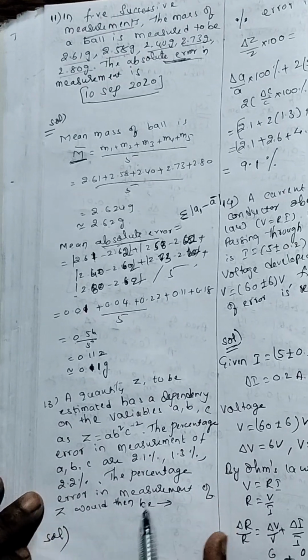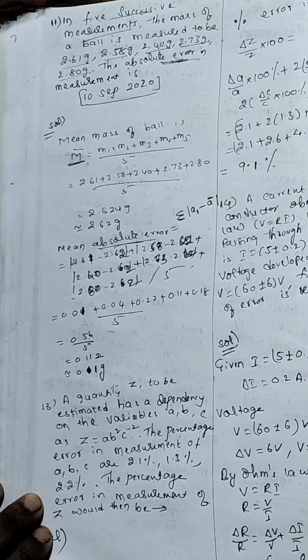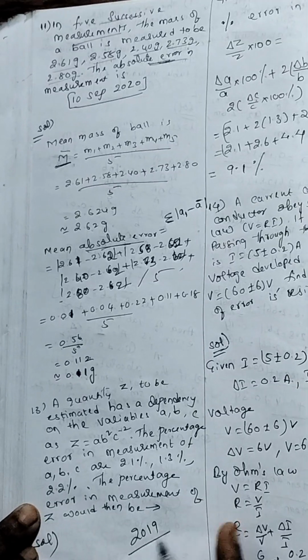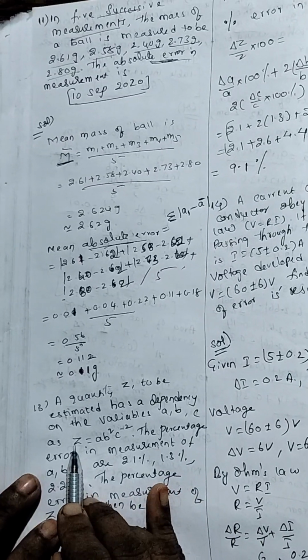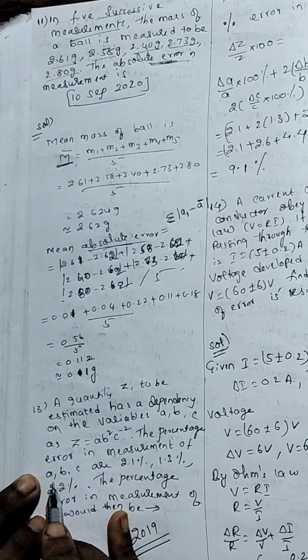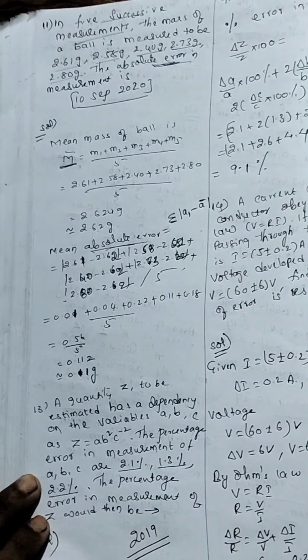Now next, let us go for the next question. Asked in the 2019 question. He gave Z is equal to A B square C minus 2. A, B, C percentage errors 2.1, 1.3, 2.2 he gave.